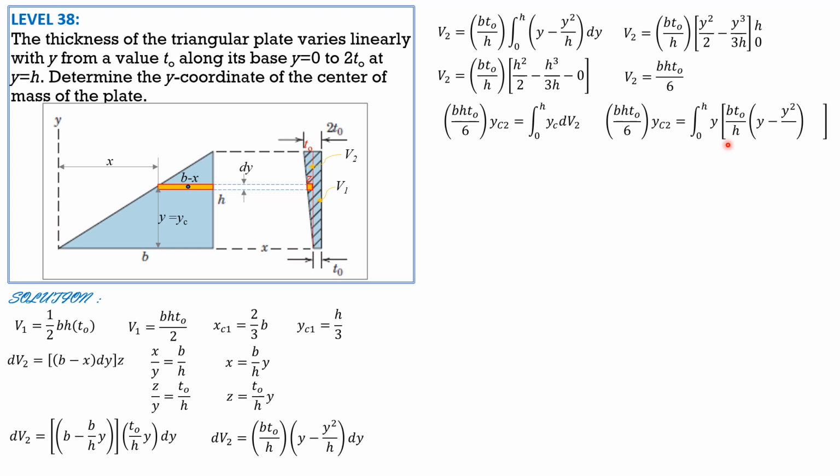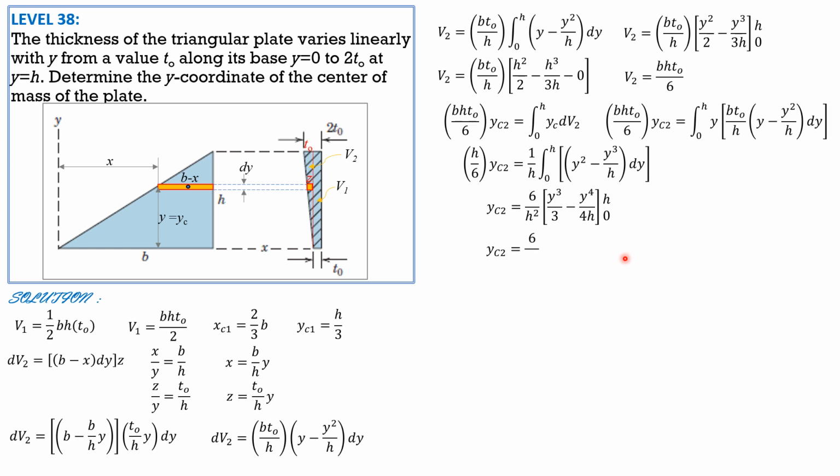then dV2 is equal to this, not yet evaluated. So b t sub o over h quantity y minus y squared over h. Then distribute y, integrate. So cancel out b t sub o. What is left is h over 6 here. y sub c2 equals 1 over h, then integral of y squared minus y cubed over h dy. So y sub c2 equals 6 over h squared, then quantity y cubed over 3 minus y to the 4th over 4h from 0 to h. So that would be 1/12 h cubed times 6 over h squared, so that would be h over 2. So simplifying, y sub c2 is h over 2.